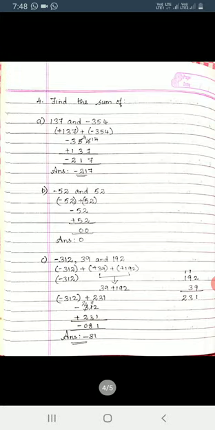Question number 4. Find the sum of 137 and minus 354. We need to find the sum. Sum means addition. So we are introducing brackets and putting the plus sign. Just see, plus 137. If there is no sign in front of any number, it means it is a plus number, a positive integer. Plus 137 plus in brackets minus 354.